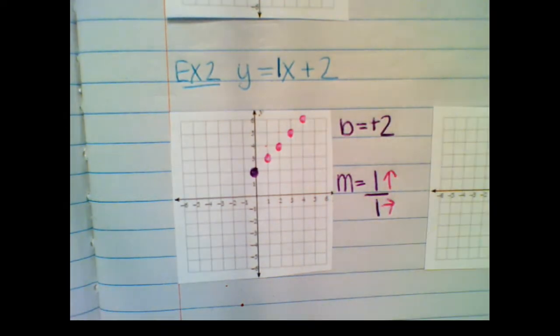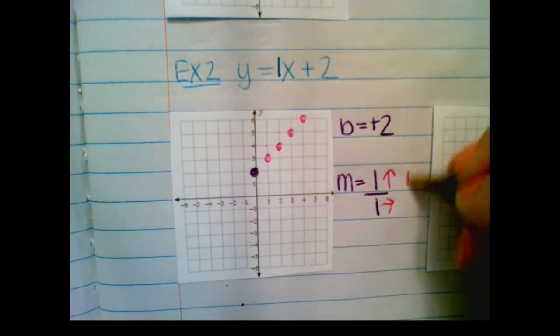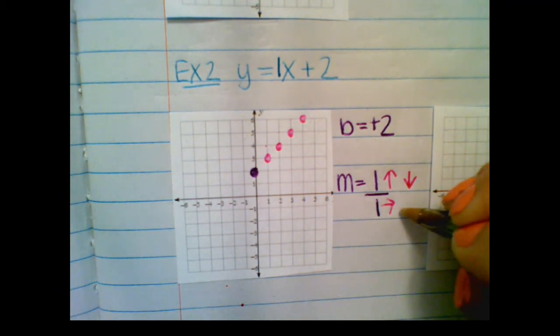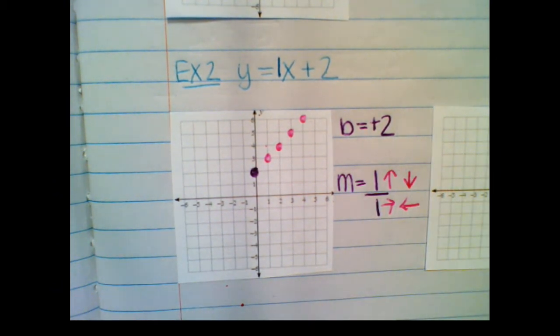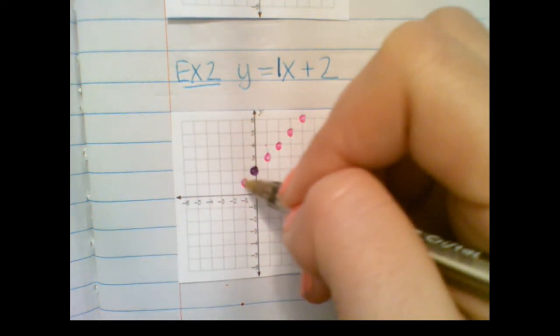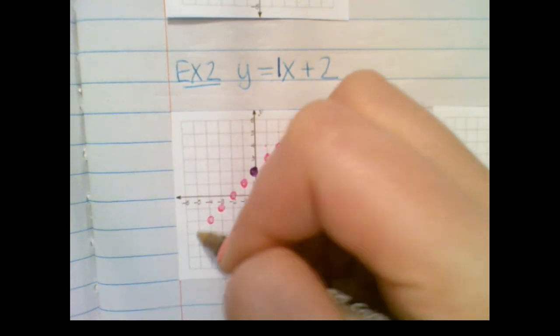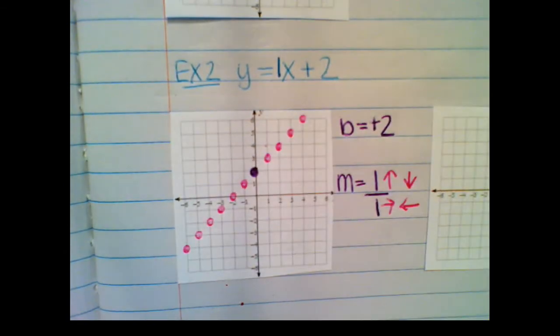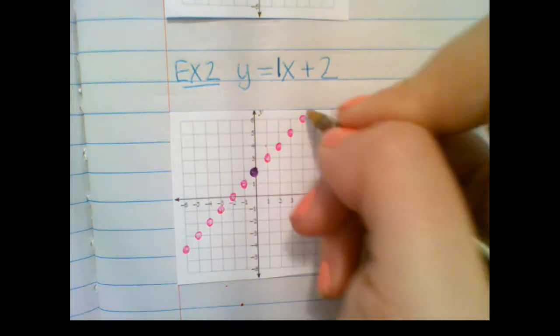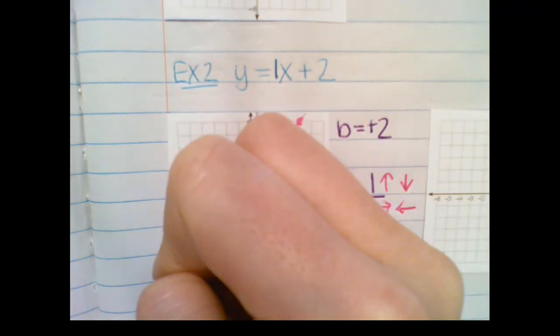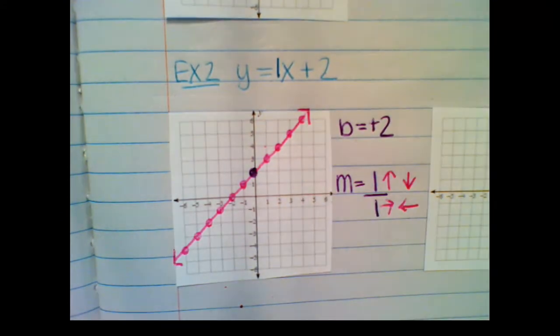Now I can't go anymore. But my graph does extend over here. So this is where you can do that switch again. You switch both directions, not one, both. So instead of up, I would go down. Instead of right, I would go left. So now I can go down 1, left 1, down 1, left 1. And I can keep going in this fashion until I can't fit anymore. Then I connect my lines nice and straight, and I put arrows at the end to signify this is a line that goes on forever and ever.